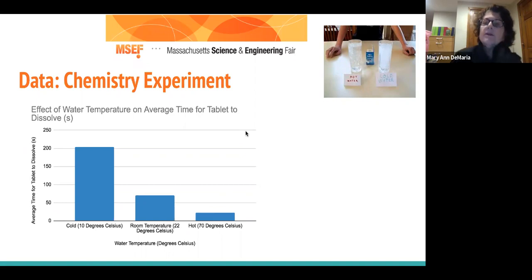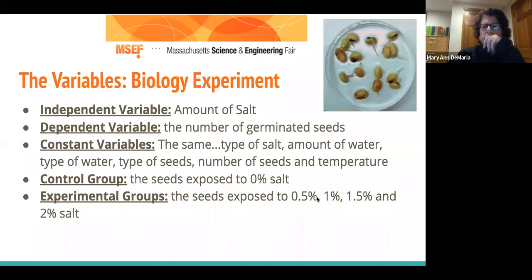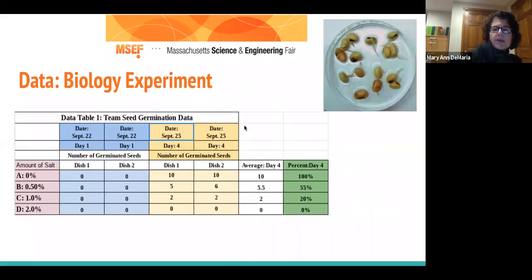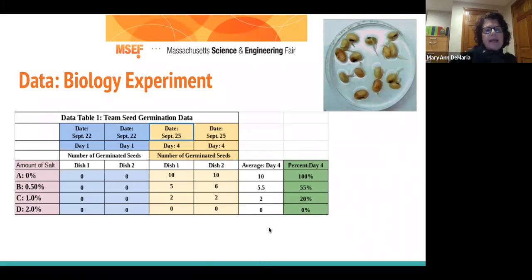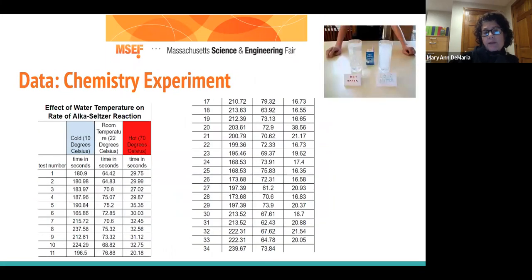So the other two will not take as long for us to go through. Please stop me at any time. So remember the biology experiment? That was the salt and the seed germination experiment. So these data are actually from one of my cohorts this year, okay? So this is how we set up this data table this year. So you can see what's different between this one and this one.